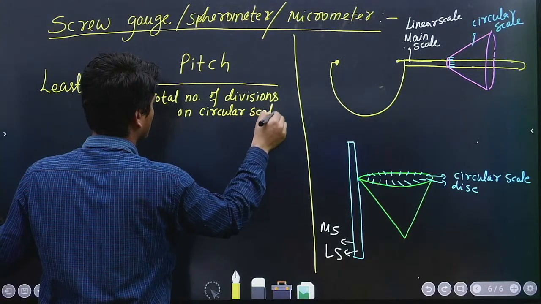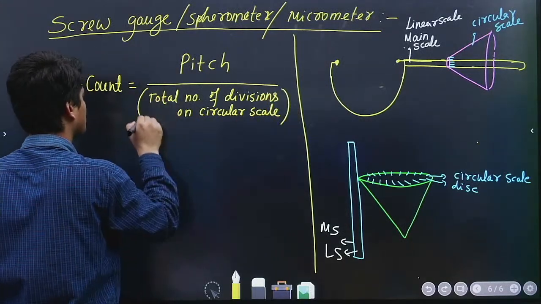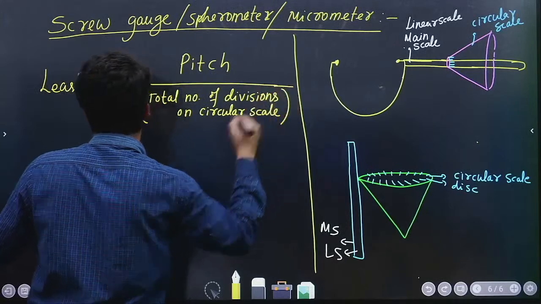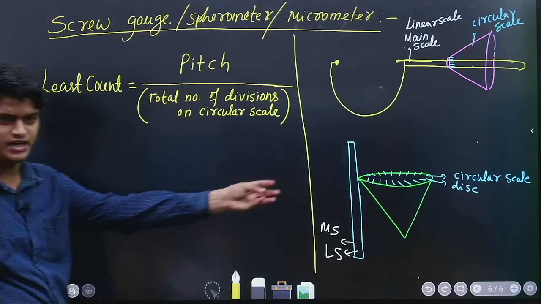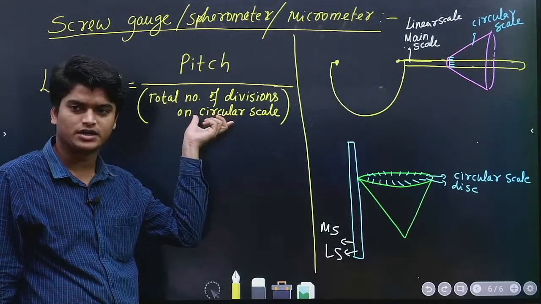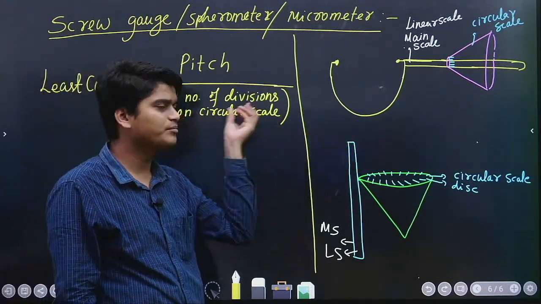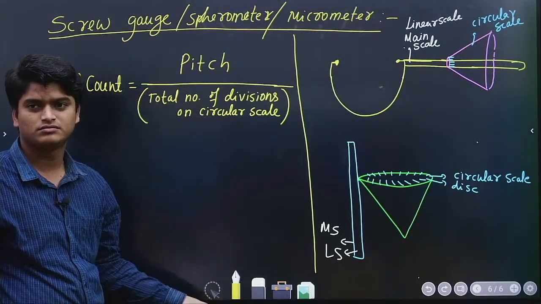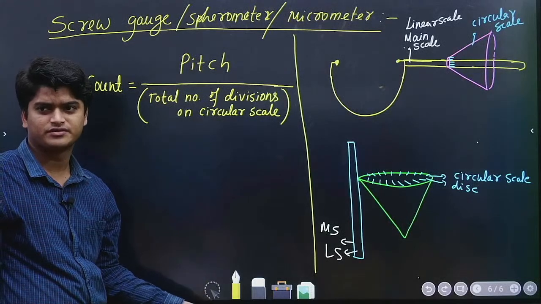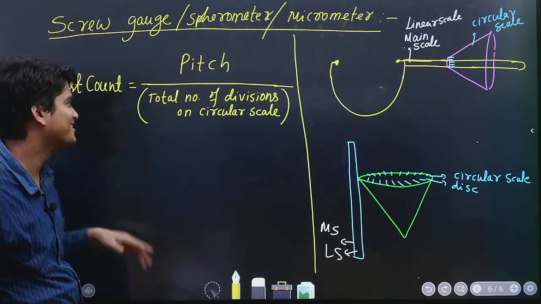Yes or no? What is the formula for the least count? Pitch divided by the total number of divisions on the circular scale. Suppose the circular scale division is 100, put the total number as 100. If the circular scale division is 50, put the total number as 50. But what is this pitch? Not the cricket pitch, not like that.